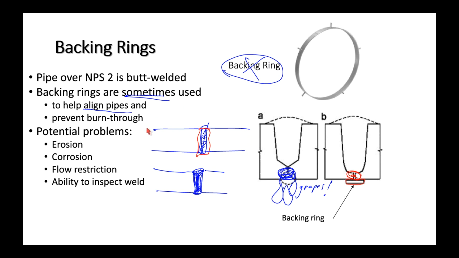If it stays in place, there are some potential problems: erosion, corrosion. We saw caustic gouging underneath the backing ring in one of those slides. There's also flow restriction and the ability to inspect the weld. So generally they're frowned upon, but if a weld joint designer specifies a backing ring, then they put in a backing ring. Oh, by the way, sometimes they're called backup rings. You should probably know both terms.